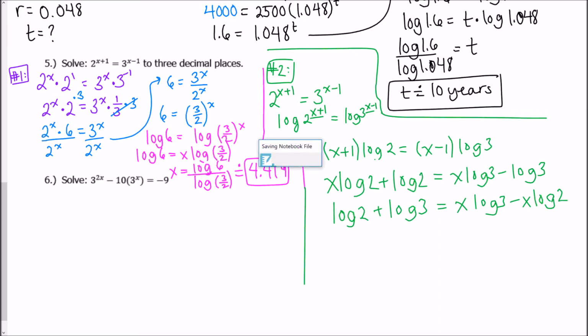Okay, so now the next thing that I need to do is just factor out an x, because remember my goal is to get x alone. So if I factor out this x right here, I end up getting (log of 3 minus log of 2).